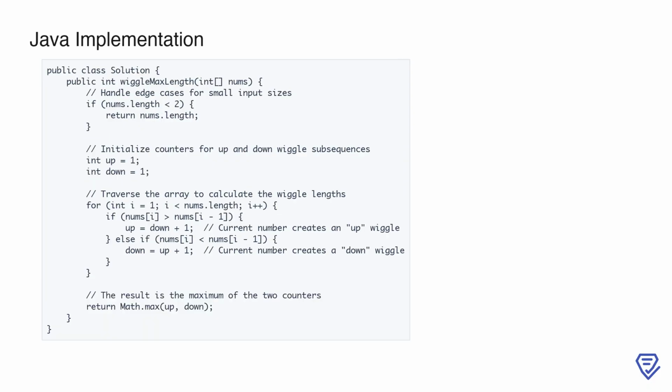This is the Java implementation for the wiggle subsequence problem, mirroring the logic of the Python solution. We use two counters, up and down, to track the length of the longest wiggle subsequence, either ending with an up or down movement. Key differences include type declarations for variables and the use of Java's Math.max for the final result. The code handles edge cases for small input sizes and efficiently calculates the result in O(n) time.